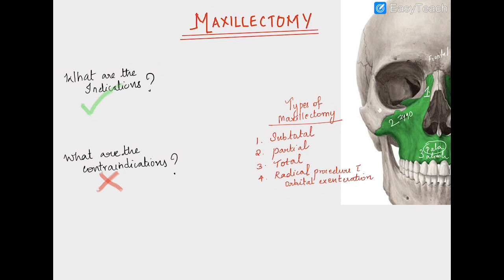Now, depending upon which part is going to be removed, the maxillectomy can be divided into four types: subtotal maxillectomy, partial maxillectomy, total maxillectomy, and radical procedure with orbital exenteration. Now we will see what are the processes to be removed under each of these procedures. So let us start with the total maxillectomy.